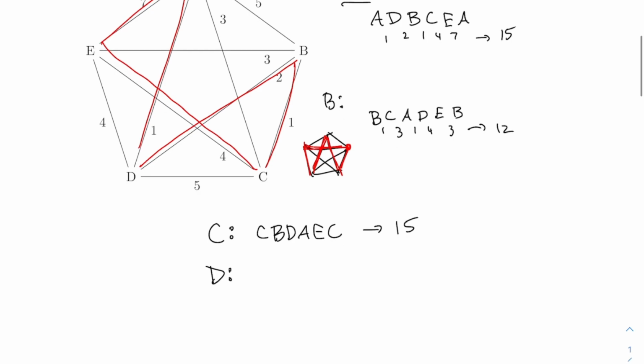What did you get for starting at D? Somebody who did this one? B to A to C to B to E to D, for a total of 12. Anybody agree with that? Yes? Okay.